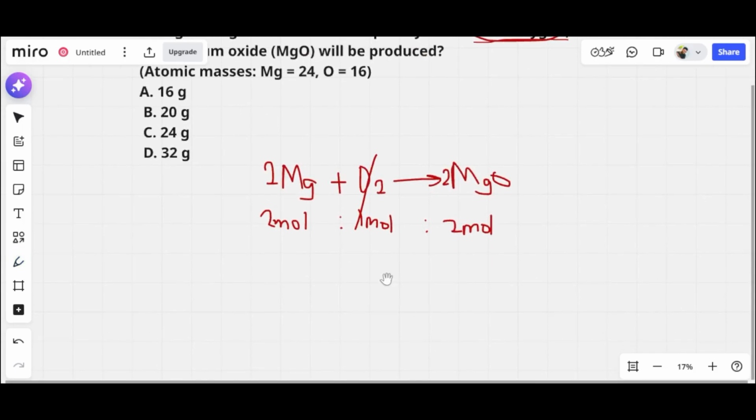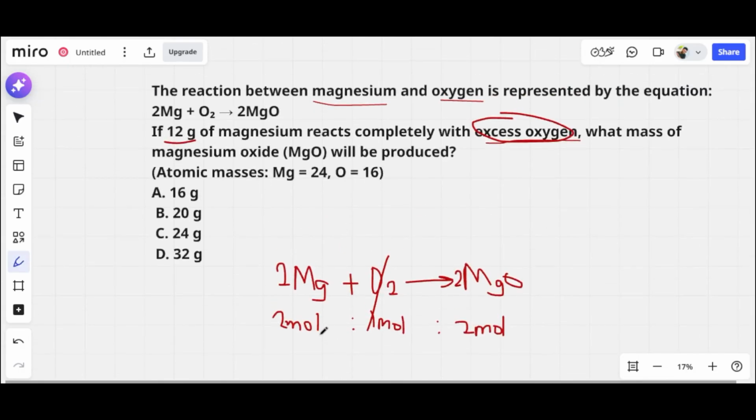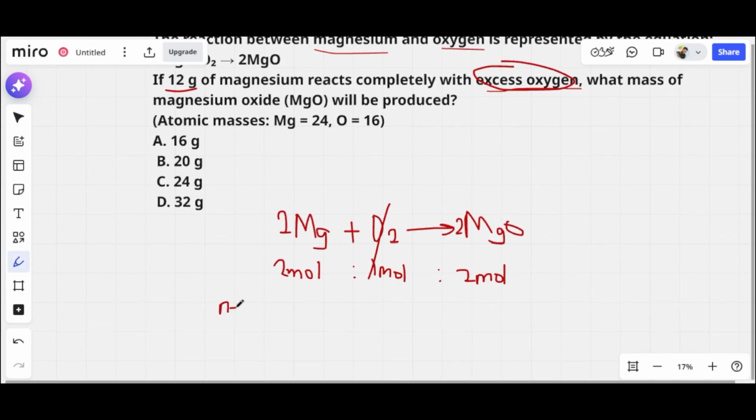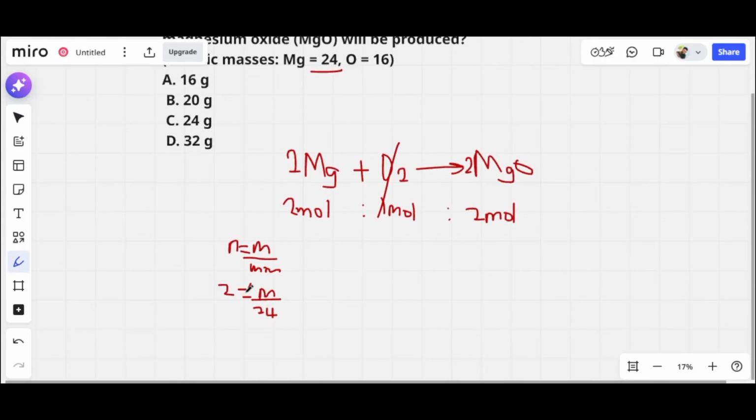Now, the next thing you want to do is, because your question is in gram, you want to convert each of these into gram. So how do you do that? Just say number of mole equals mass over molar mass or atomic mass. What is the atomic mass of magnesium? 24. And the mole is 2. So 2 equals mass over 24. Are you with me? So that would be 2 times 24, which is 48. So mass of magnesium is 48. So now you will say 48 grams of magnesium reacts with, I don't need this again, let me forget about it, will produce 2 moles of MgO.